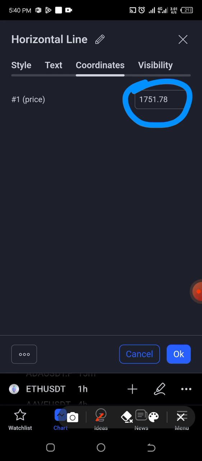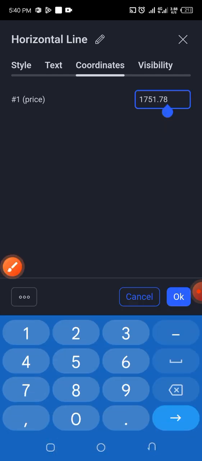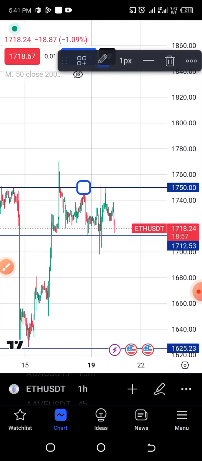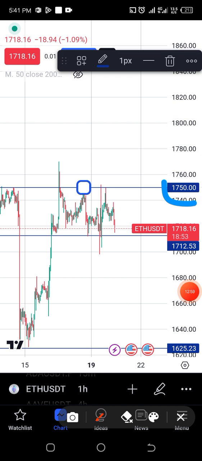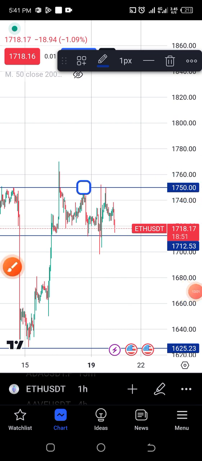It is 1751.78. But because you really want to round it to the next whole number for you to get almost accurate, you just click there and say the next whole number is 1750, and then you click OK. So you can see that it is now 1750.